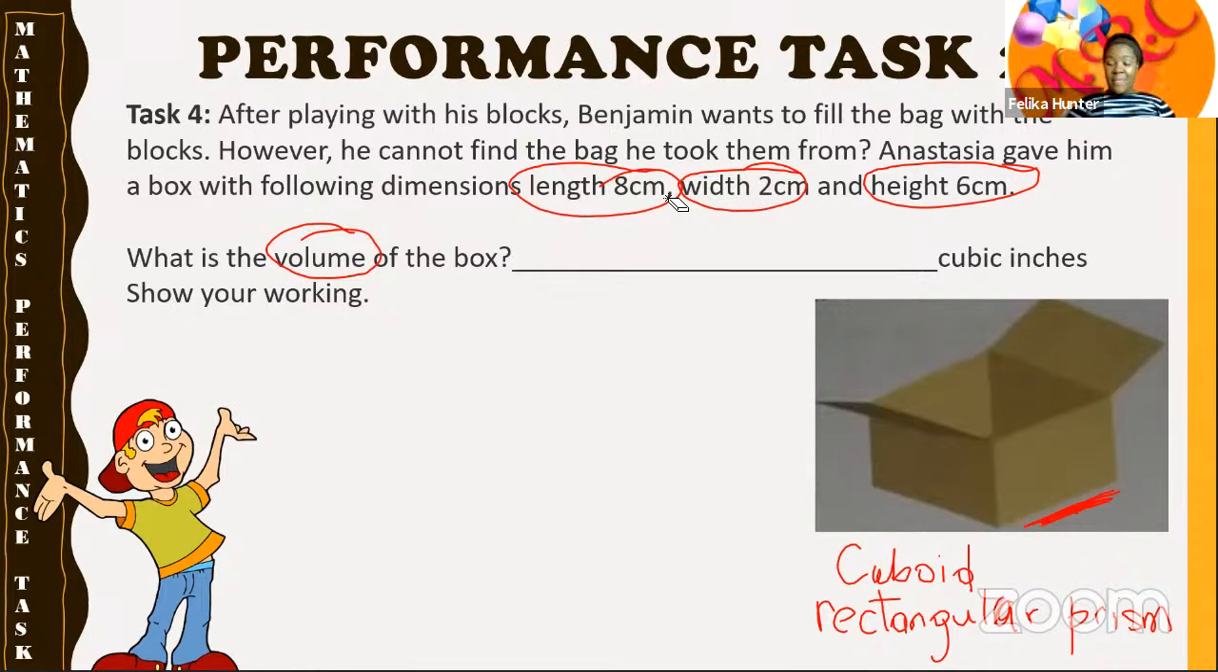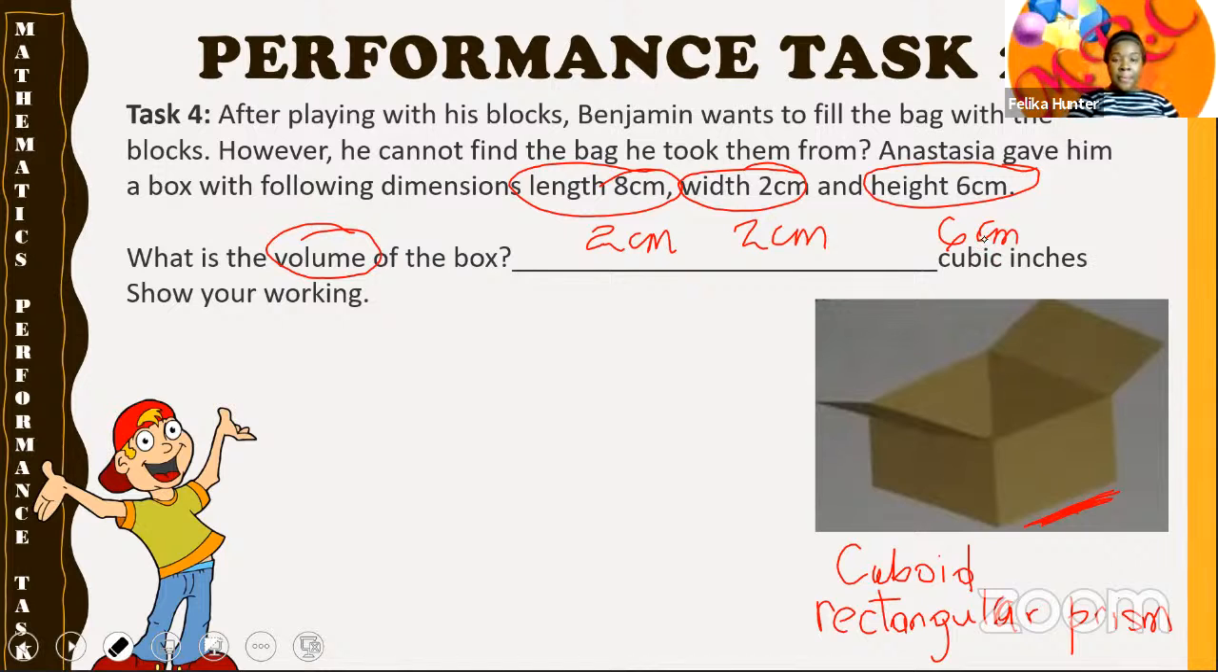However, it could be that one side is 2 centimeters and another side is 2 centimeters and the height 6 centimeters, and it would still be a cuboid. Would it be a cube? Because all the sides aren't equal, it would still be a cuboid.